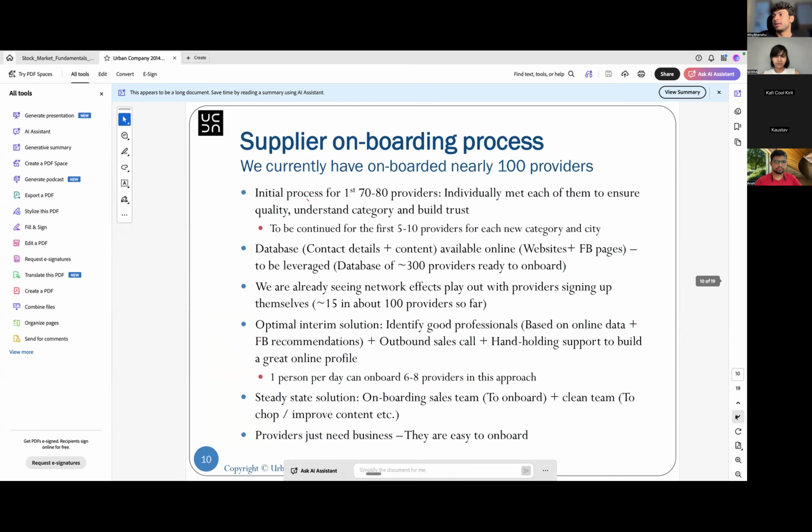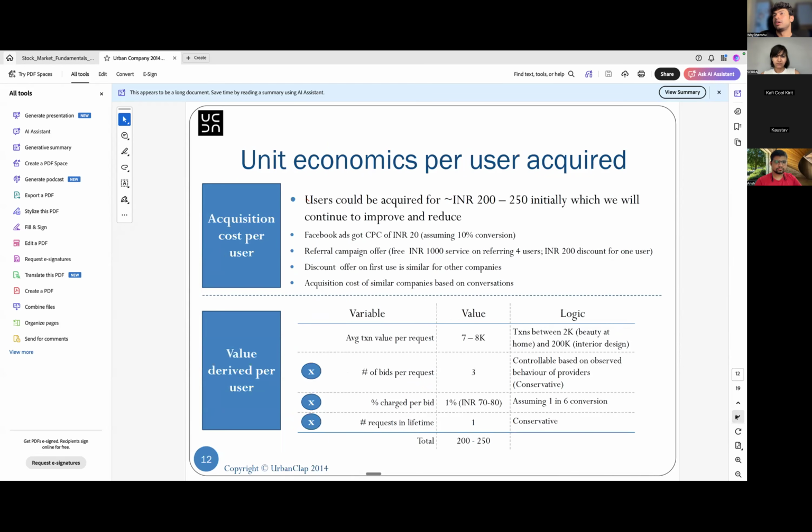Oops, I went back. 10, 11, 12. Talk about the unit economics. What will my P&L look like? My average transaction value per request will be 7, 8K. I'm looking at number of bids per request of around 3. This is, by the way, all what we've discussed, huh? So now we know our finance enough to build a good business model which is convincing.